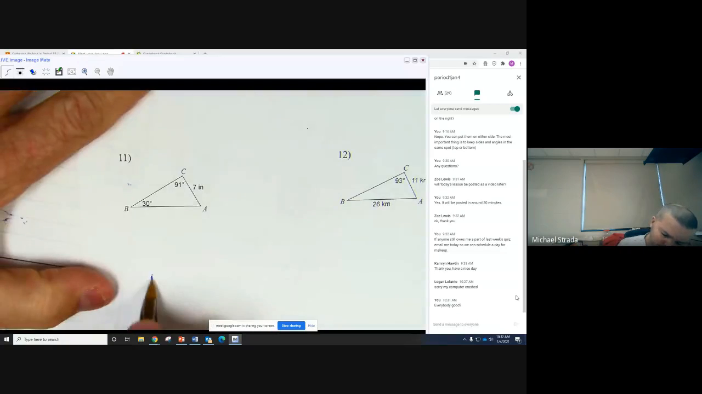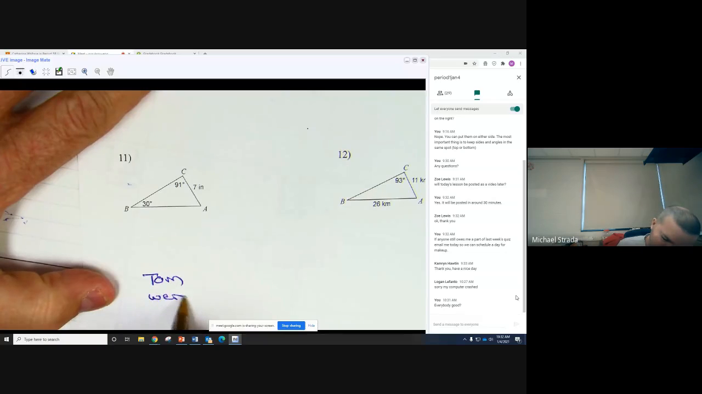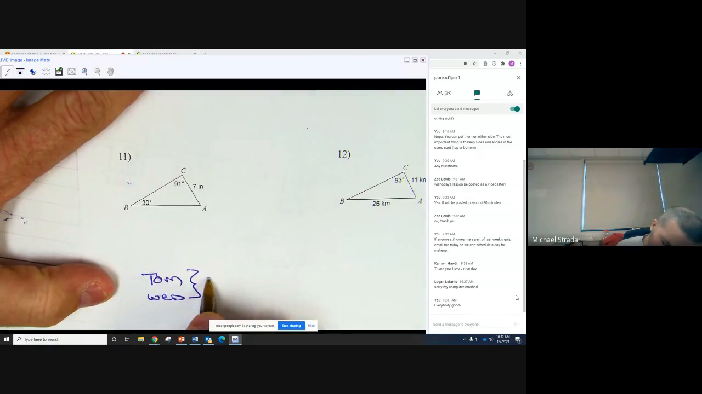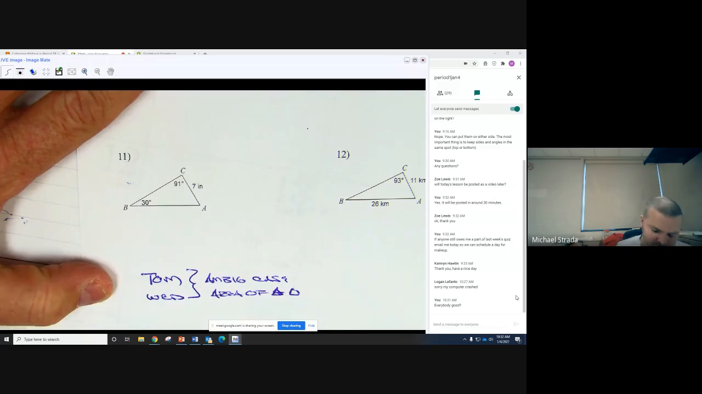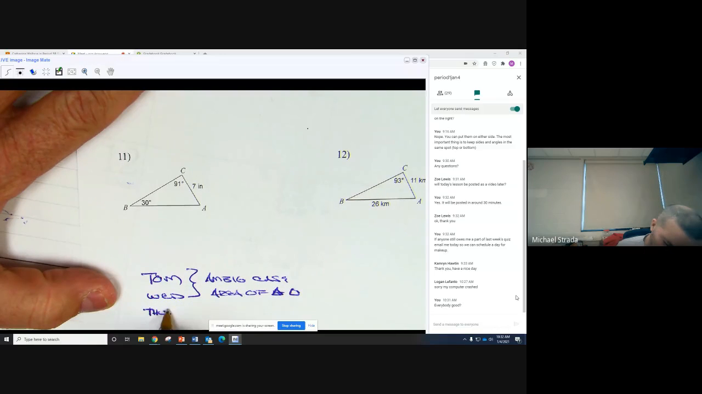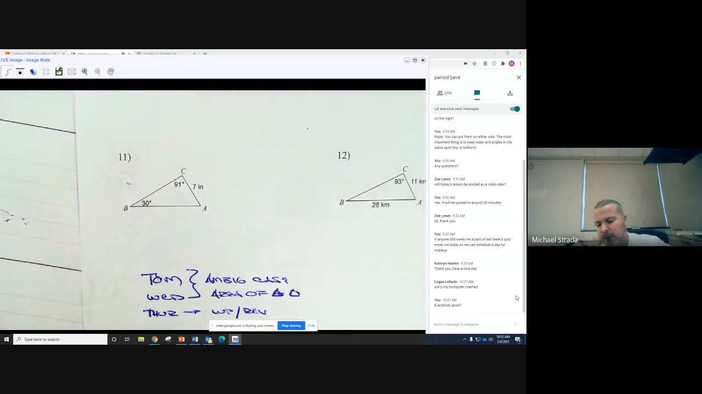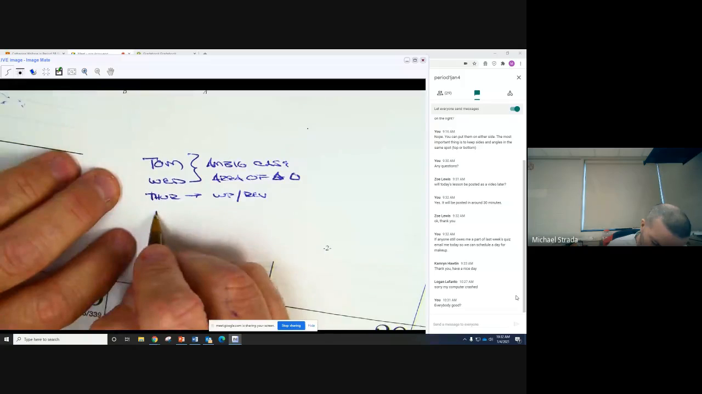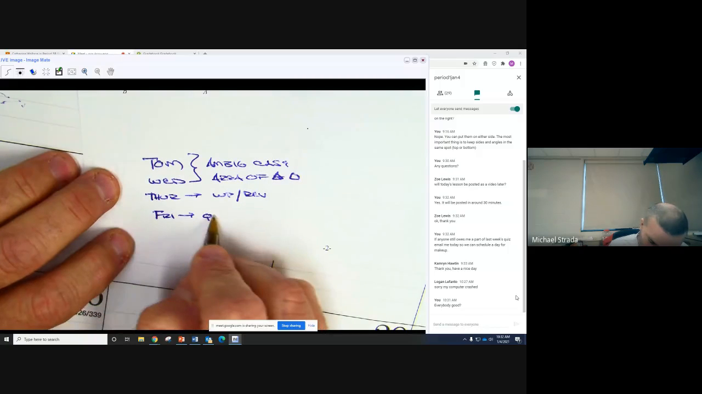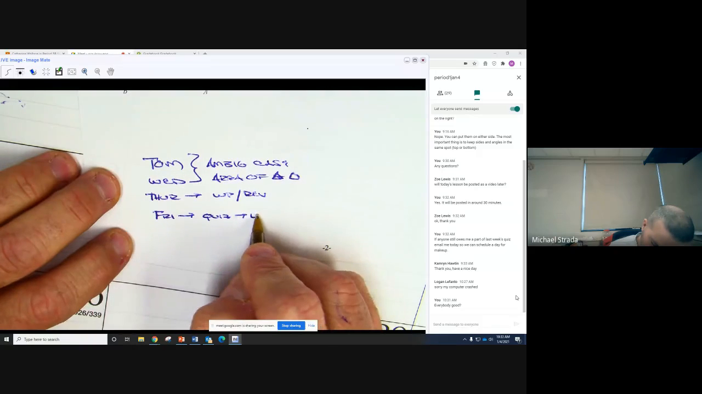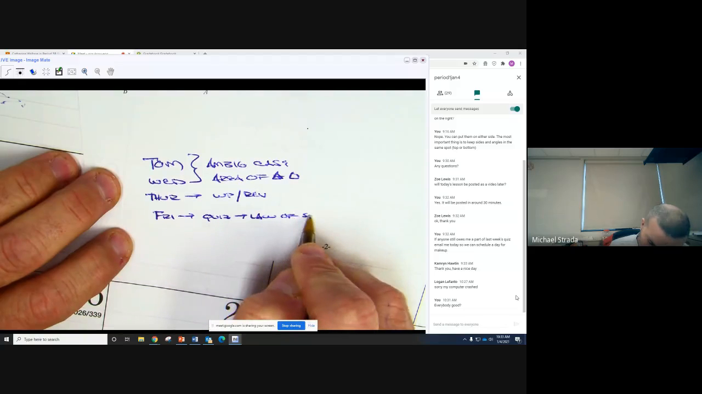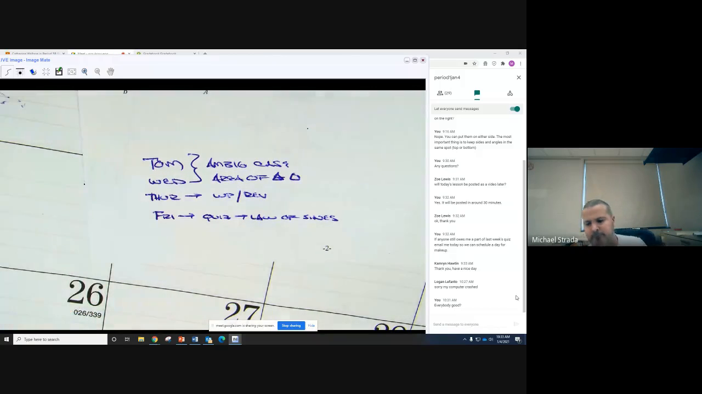Tomorrow and Wednesday, we're doing the ambiguous case and area of a triangle, which is the second part, will be pretty straightforward. Thursday, we'll dabble in some word problems. We'll give you a review. And then Friday will be a quiz on law of sines.